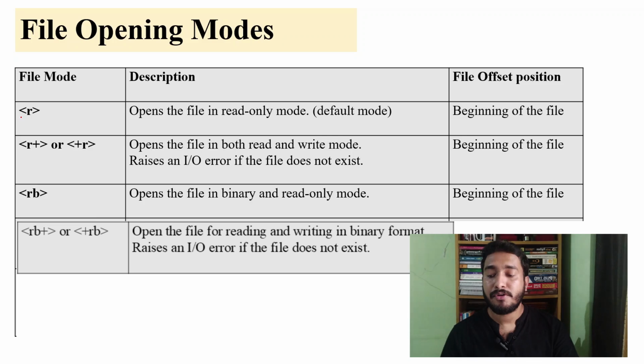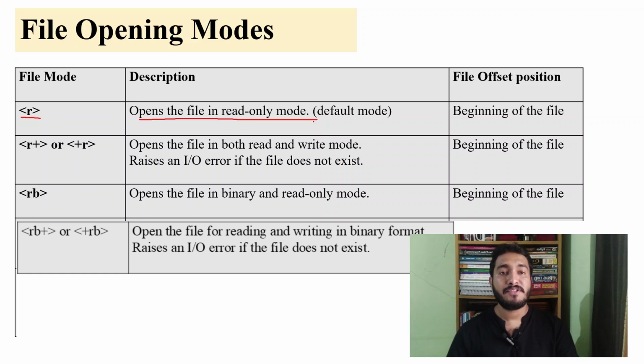Then we have R mode. It opens the file in read only mode. That is the default mode. If you don't specify any opening mode, by default it will take read mode.